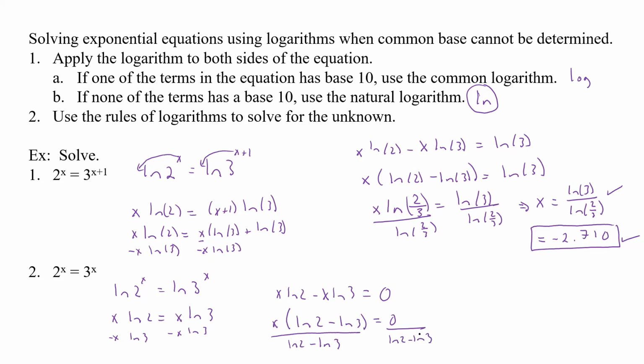And what is 0 divided by anything? Well, 0 divided by anything is 0. So here x is equal to 0. And this one is kind of one of those, if you think about it, 2 to what power is equal to 3 to that same power? Well, there's nothing except for 0. If you take 2 to the 0, that's 1. 3 to the 0, that's 1. That's the only one that logically makes sense, but we've done it using the log rules, and now we can show that, yeah, x equals 0 is the only possible answer.